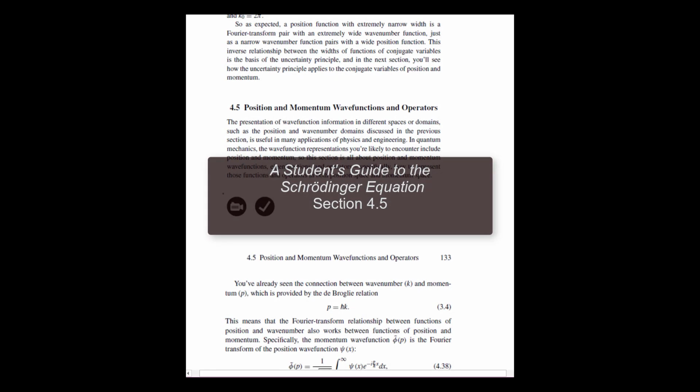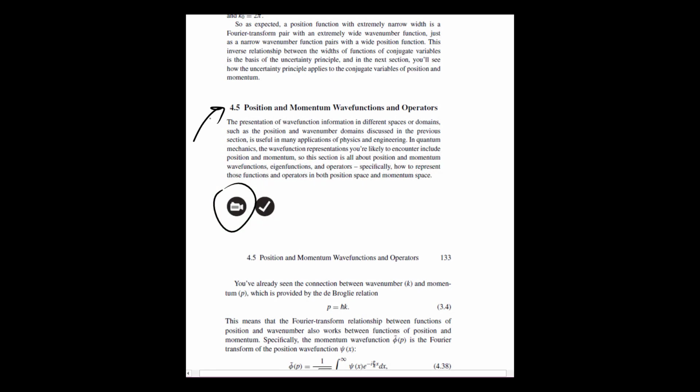Hi, this is the video for section 4.5, the final section of chapter 4 of A Student's Guide to the Schrödinger Equation. This one's about position and momentum wave functions and operators, but it also gets into the Heisenberg uncertainty principle and what's called the canonical commutation relation between the position and momentum operators.